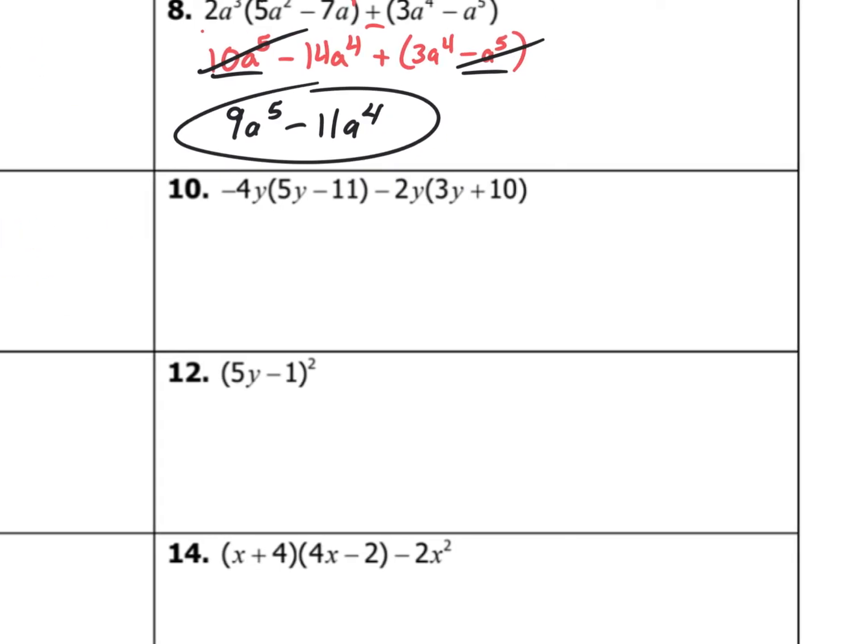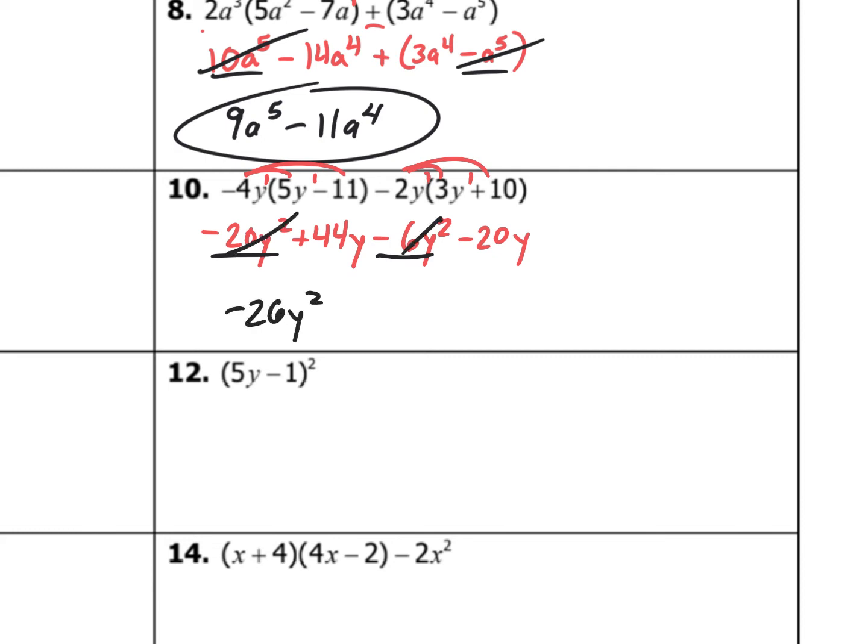Number 10, distribute 2 times. Then let's see if we can combine some like terms. We've got negative 20 y squared plus 44y. Now I'll distribute the second one, and we get negative 6y, that's y squared, and negative 20y. Now we can combine like terms. So negative 20y squared minus 6y squared is negative 26y squared, and 44y minus 20y is not 20, 24y.